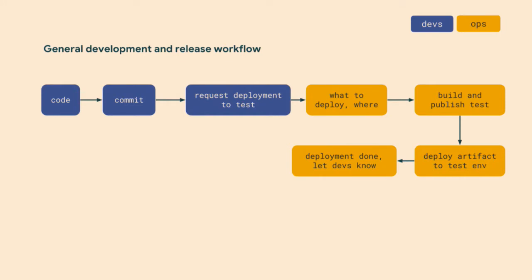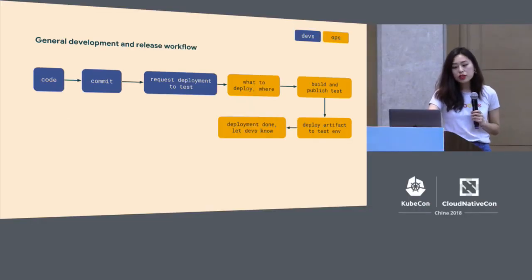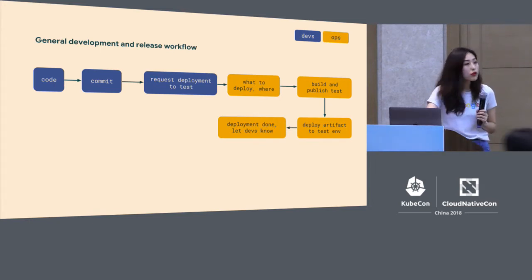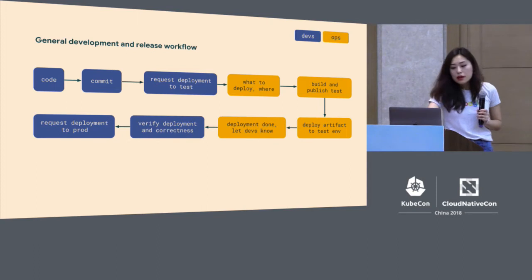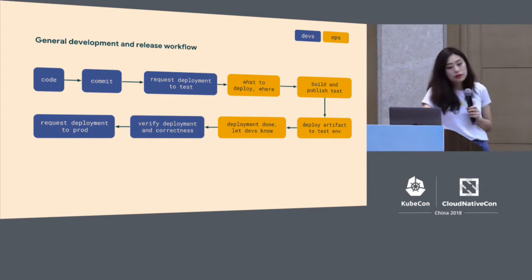Then they build the deployment and publish the artifact, after which they modify the Kubernetes resource manifest and apply the changes to the test environment. Once deployment is done, operators will notify the developers. And developers then verify the deployment, perform manual testing, and correct any errors in their code, configurations, and deployment specifications.